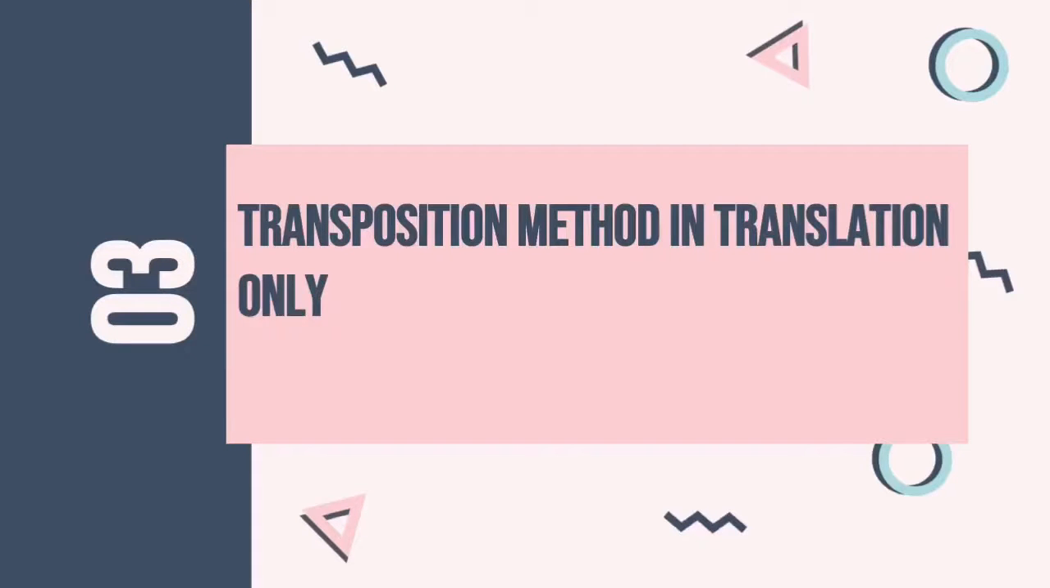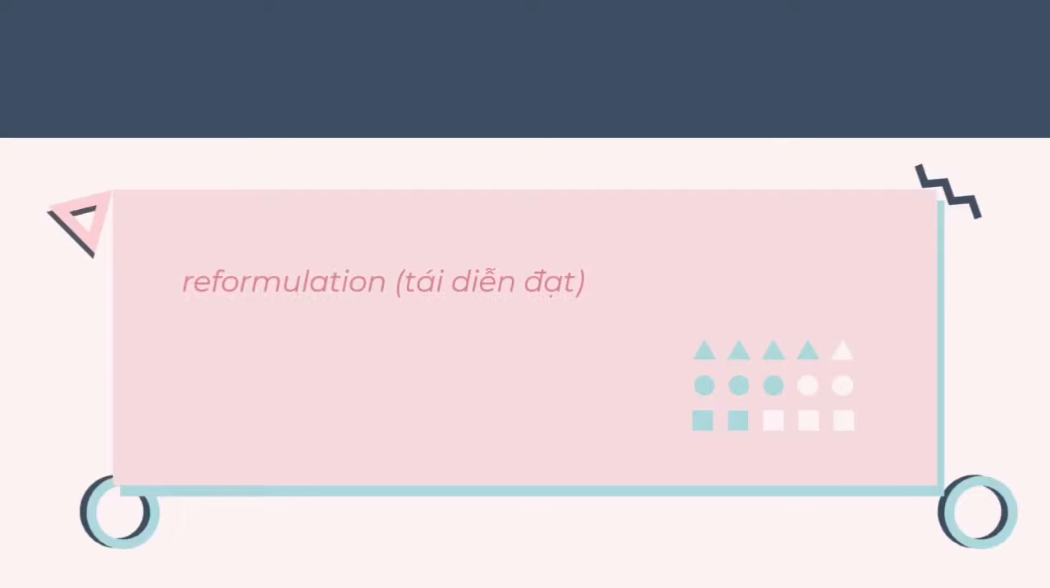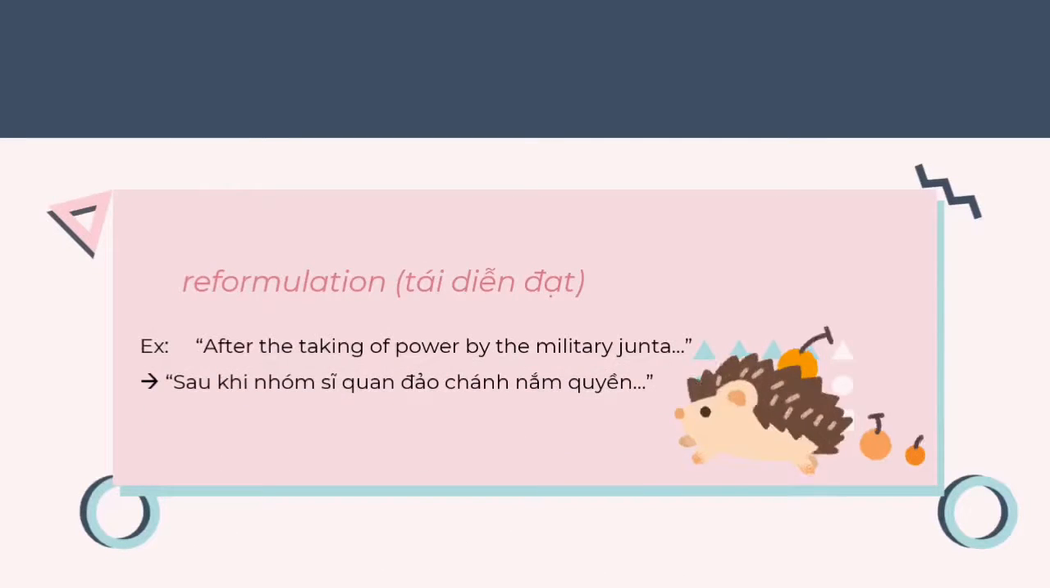And number 3, transposition methods in translation order. Transposition methods are also used in simultaneous translation, called reformulation. For example, if the speaker says, after the takeover powered by the military, you could reformulate as sau khi nhóm sĩ quan đảo chính nắm quyền, because Vietnamese still prefers verb structures to noun structures.